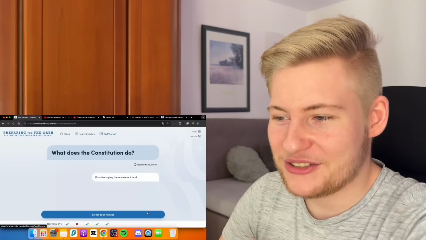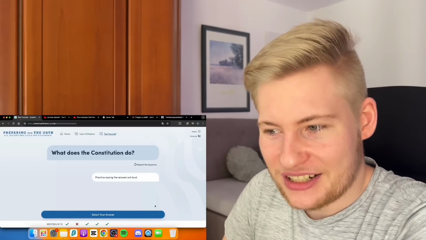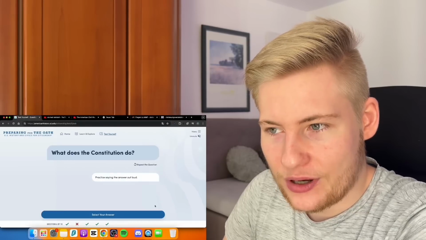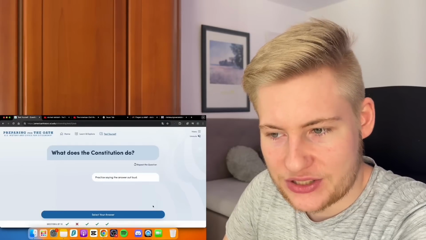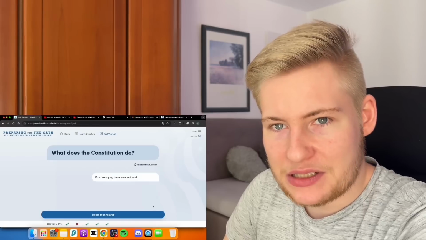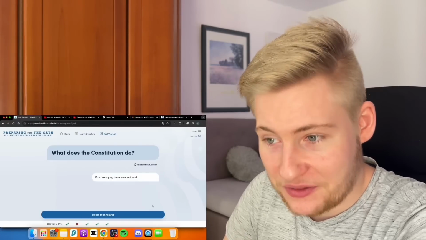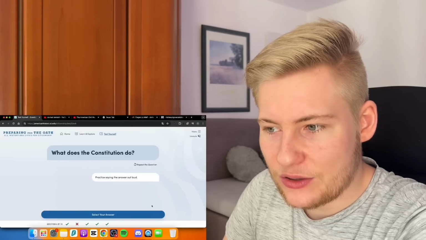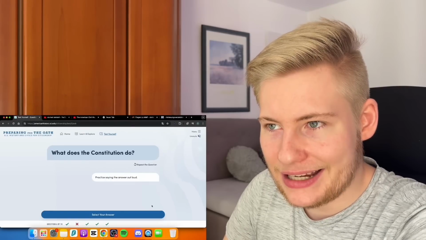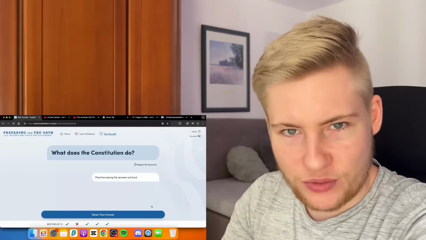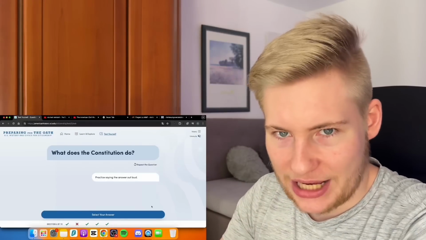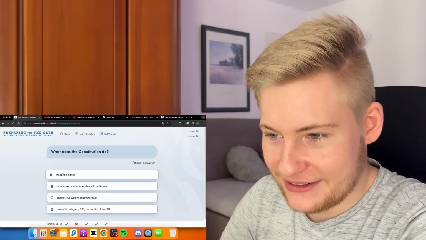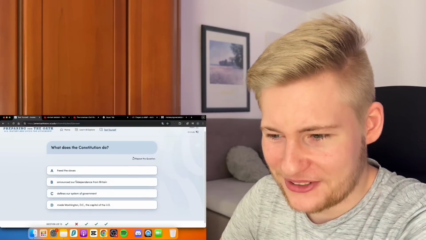What does the Constitution do? A constitution in general does order a structure. It's like a structure for the state, for the country. So how it should be governed, how elections work, how everything works, right? And at least in Germany with the Grundgesetz, it also has the basic human rights or basic rights that everybody should have. So that is what I would say about the Constitution. Freed the slaves? No, I don't think so.